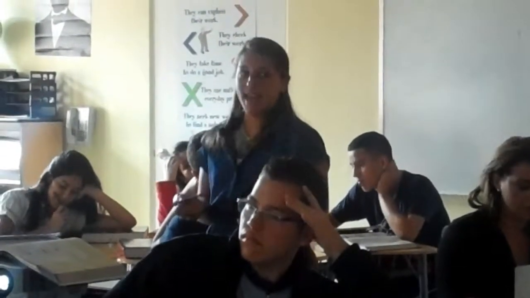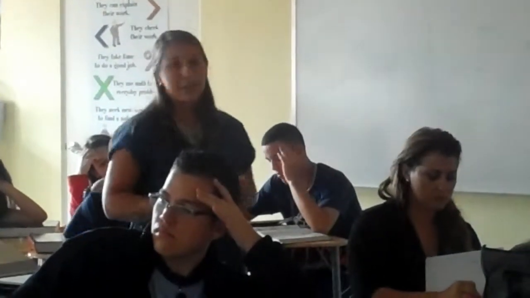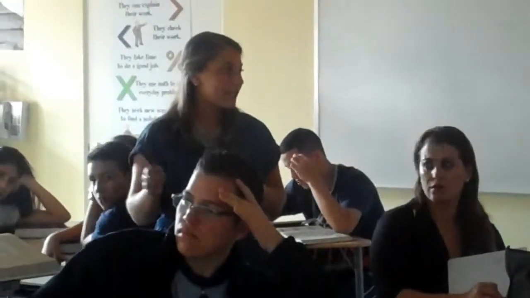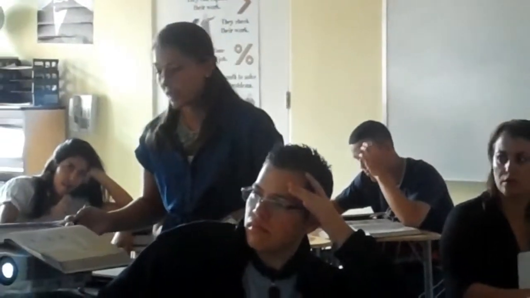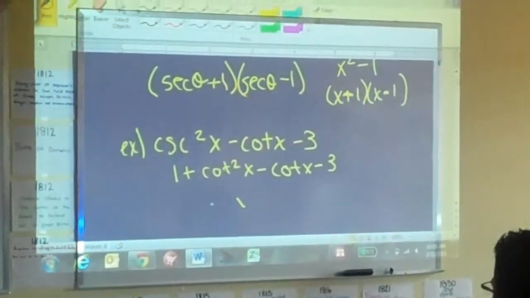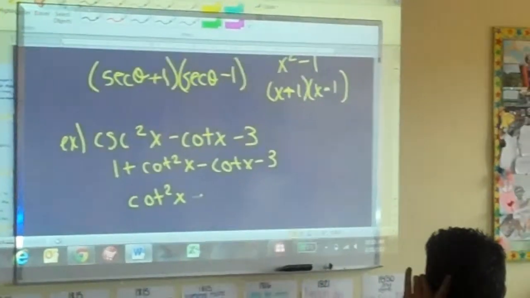No, because that can't get you to cosecant. The Pythagorean identity? Good. So we look at cosecant squared, and we could replace that. What can we replace that with? 1 plus cotangent squared. Yes. So I would combine like terms.